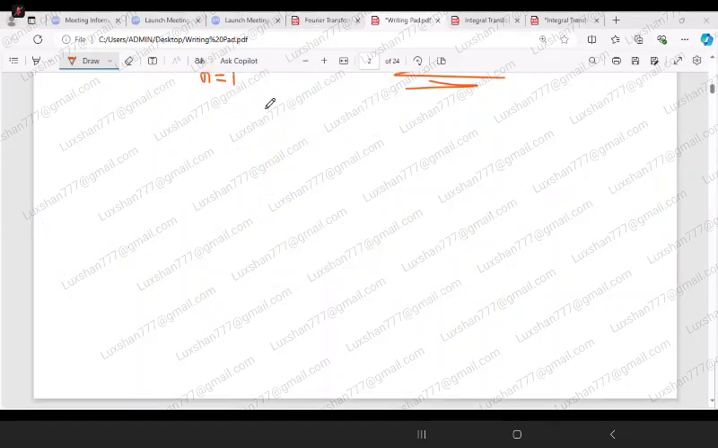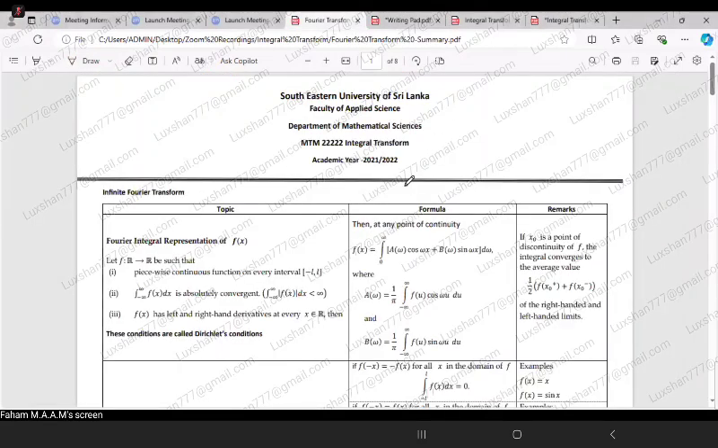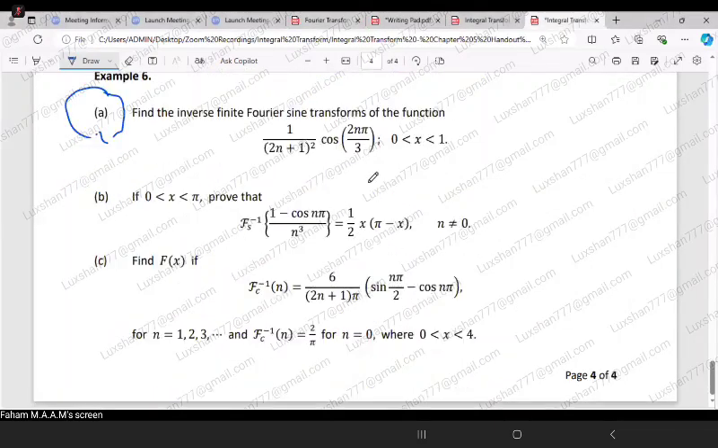Right. Then the second one. Here they are asking you to prove this one. Our L is equal to actually 1. So if you just try to do this in the previous way, you will get the series form of the expression. You will get some series form. But here they are asking you to show this one.